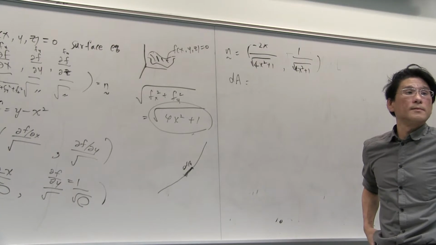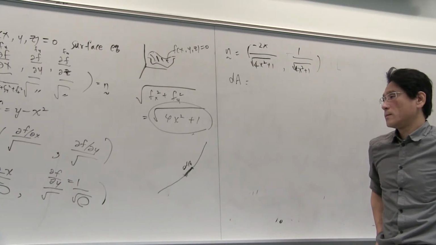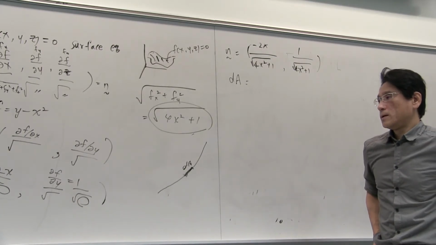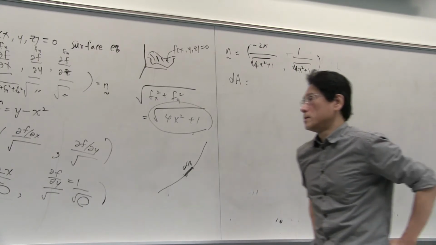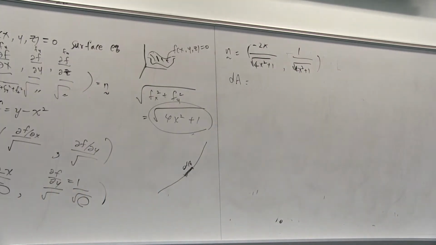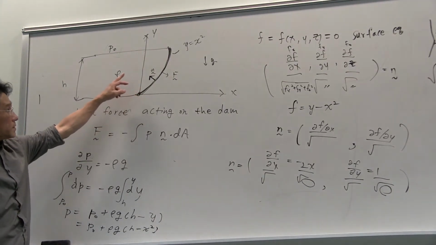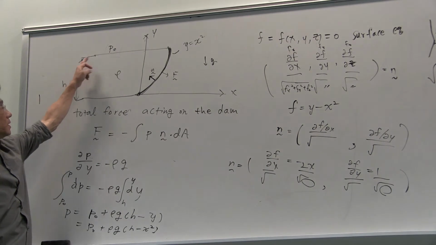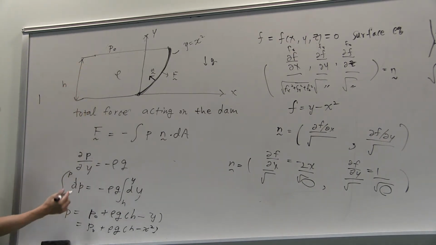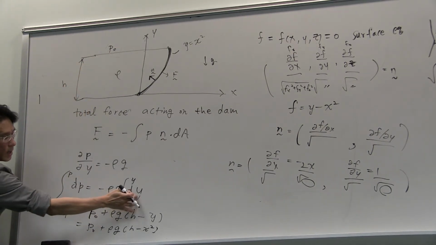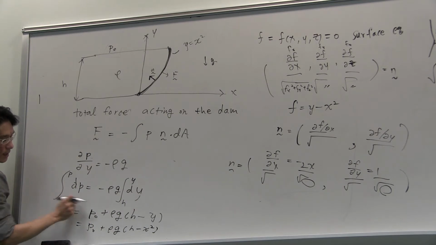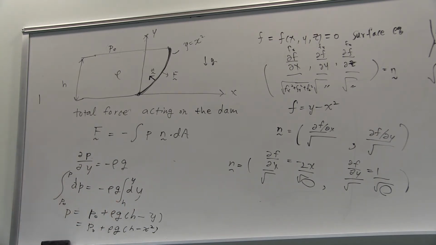Sorry, in that second integral down there, you went from h to y. Is it zero to h? No, because your reference frame has y at the bottom, right? So when y is equal to h, you have p naught, which means the corresponding y for p naught is h. Okay. Right.